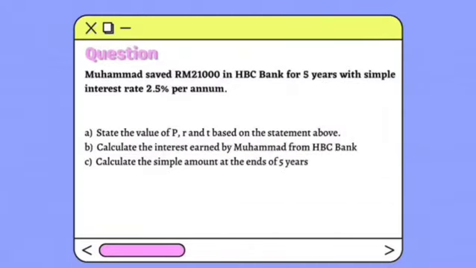The question is, Muhammad saved RM21,000 in HBC Bank for 5 years with simple interest rate 2.5% per annum. A. State the value of P, R, and T based on the statement above. B. Calculate the interest earned by Muhammad from HBC Bank. C. Calculate the simple amount at the end of 5 years.